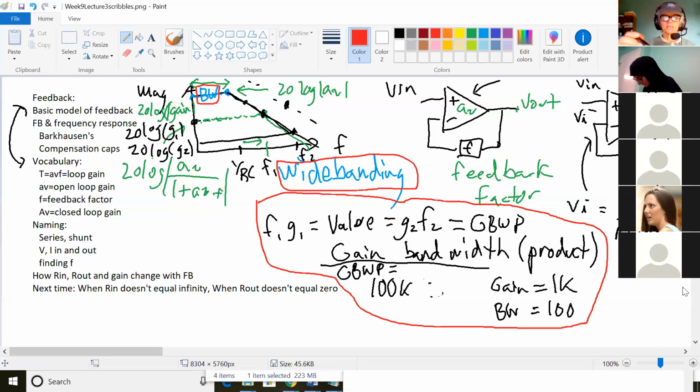So let's see what we've got checked off here. None of them. So not doing very well on my list, but let's see. So what's next here? Okay, so first thing that feedback does is it drops your gain, but that actually improves your frequency.